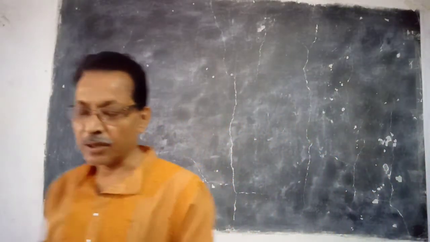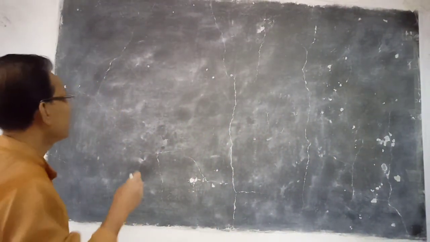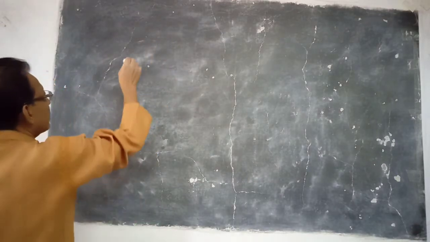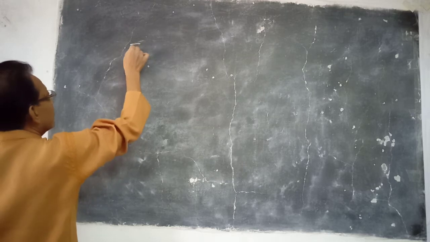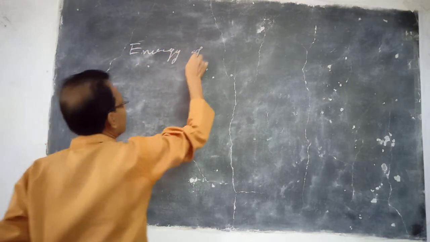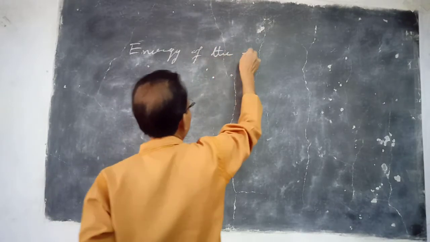Now, in the last class, we have derived the compound state, and now we shall calculate the energy of the recoil electron.